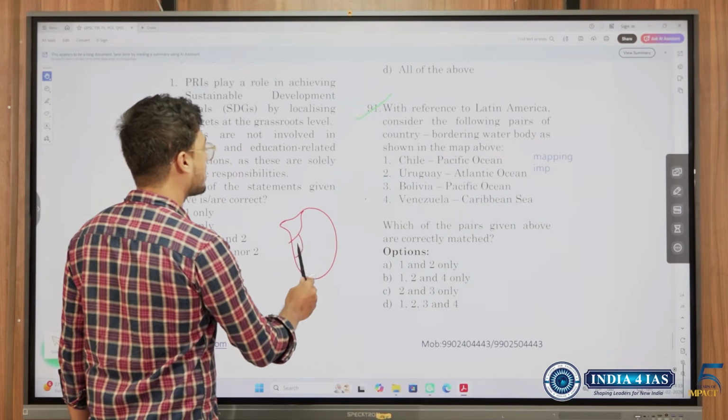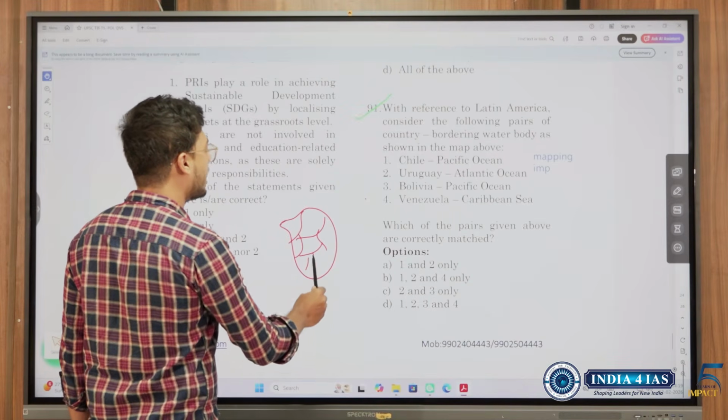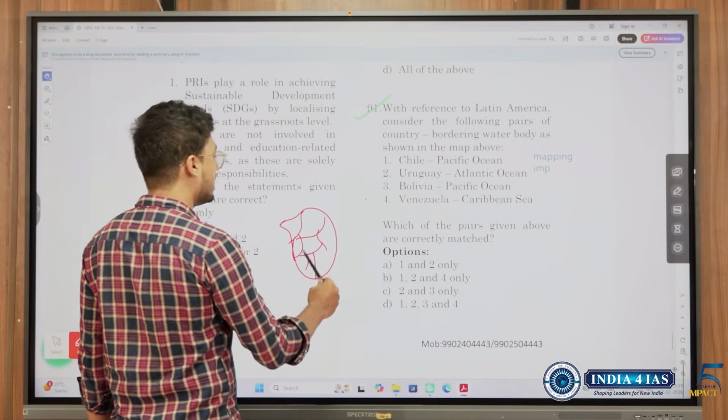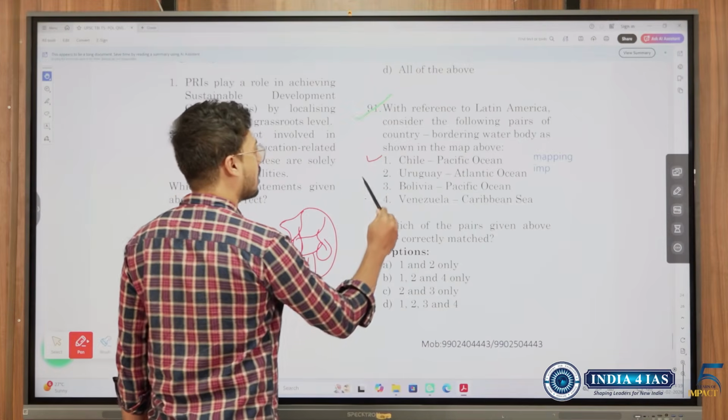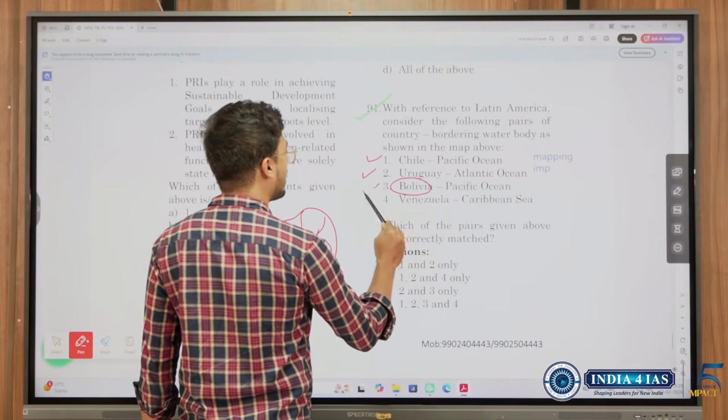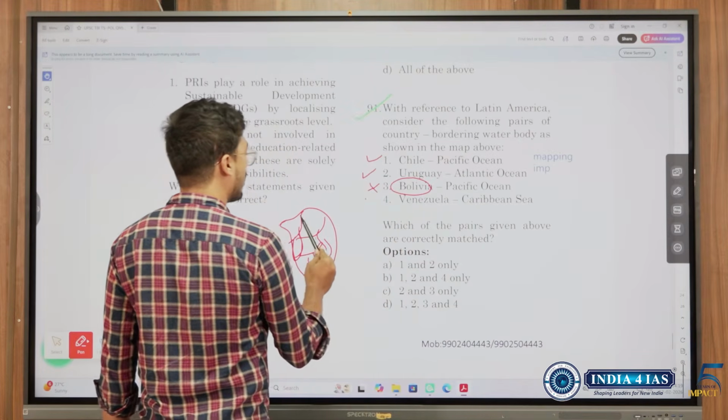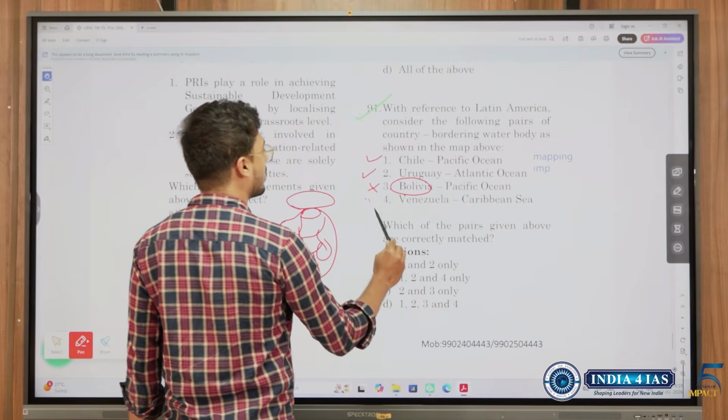So which are the countries coming? Which country lies here? Chile is on the left side, the Pacific. Uruguay is on the right side, the Atlantic. Bolivia is a landlocked country. It does not open up. Venezuela, which is at the top, will come to the Caribbean.